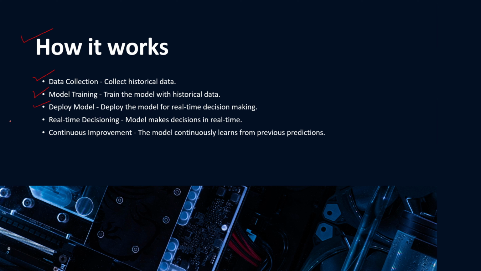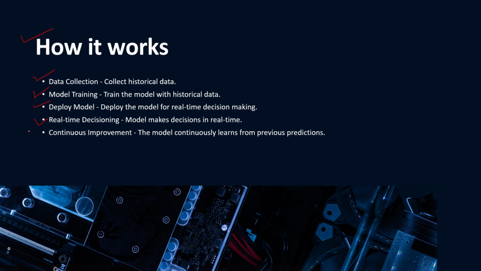Third, you're going to deploy your model. Whatever model was trained using your historical data will be deployed so that it can be used for real-time decision making. And fourth is real-time decisioning. That's wherein when you integrate AWS Fraud Detector with your application, it performs real-time decisioning, that is, it makes a decision in real time whether this payment is fraudulent or not.